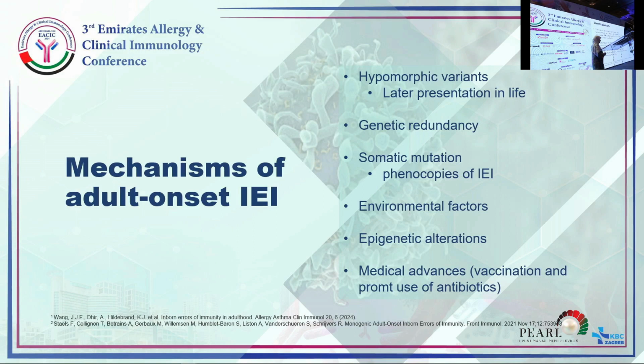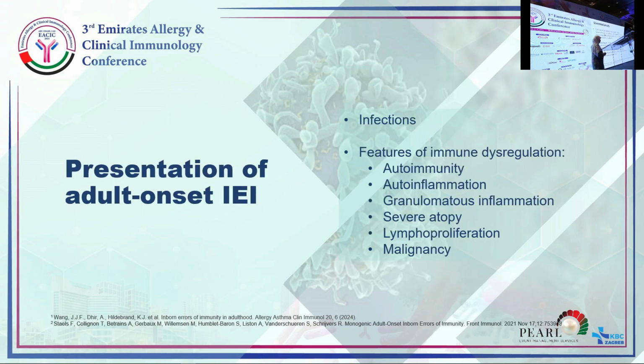We already heard about somatic variants, which are non-germline variants, and autoantibodies against cytokines, which cause phenocopies of inborn errors of immunity that typically manifest in adulthood. There are also, of course, environmental factors like vaccinations or infections that might trigger the onset of symptoms in adulthood. There are epigenetic alterations, and we mustn't forget about medical advances like vaccination and prompt use of antibiotics, which during childhood these patients might have been treated more aggressively and more promptly so that they reach adulthood without the diagnosis of an inborn error of immunity.